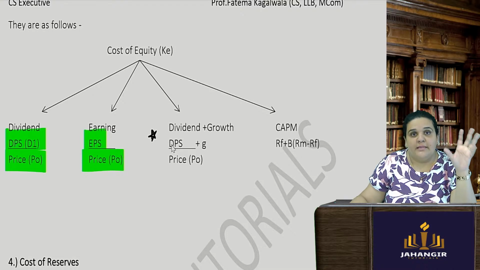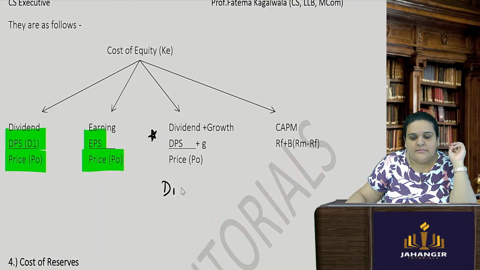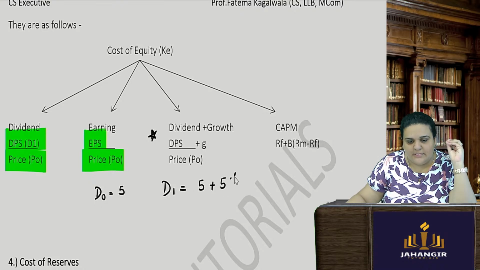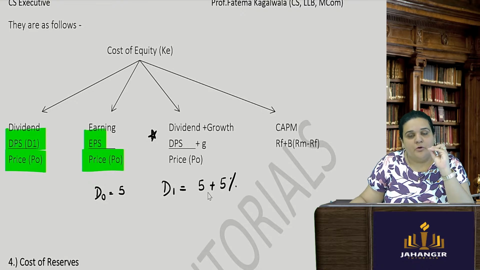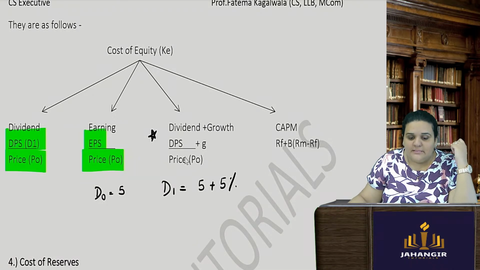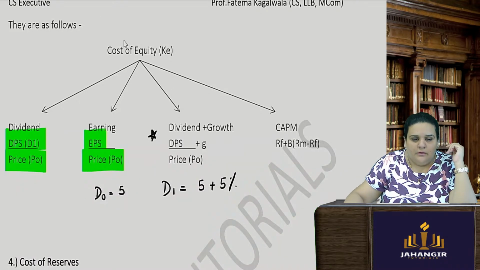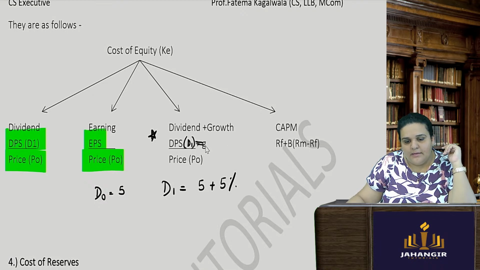Okay, so whenever we are finding D1, it is the dividend along with that growth factor. D0 will be the dividend given already. D1 will always be that 5 rupees plus whatever is the growth factor, say 5%. Okay, so D1 is always calculated with the help of that growth factor. Okay. So dividend plus growth formula is DPS, dividend per share upon or D1 basically. I will write here D1 upon price plus separately plus growth.